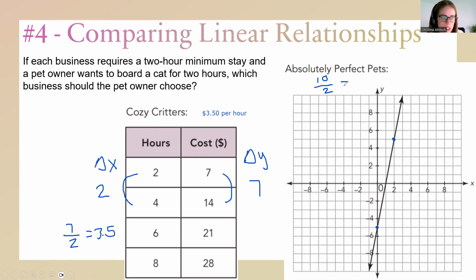All right, which gives us $5 per hour. So then you have your unit rates. You can use that to compare, or you could use that to find other missing information. So that's another way you can do it if it isn't so clean cut and just giving you the answer already in the table.